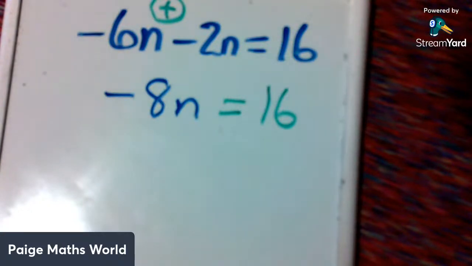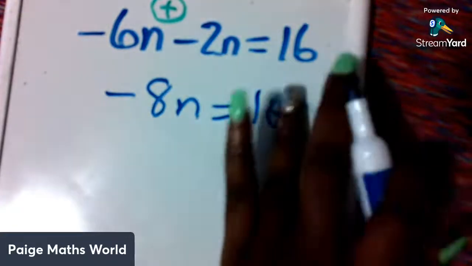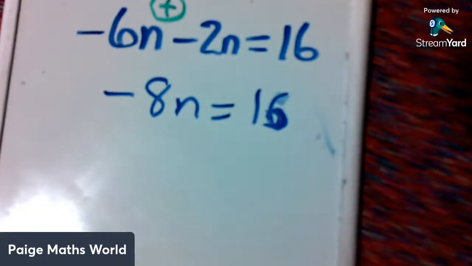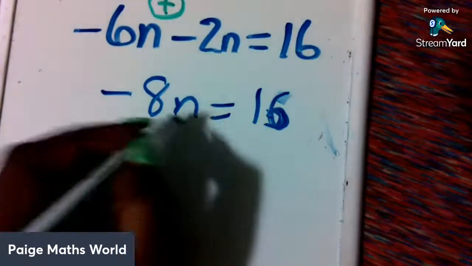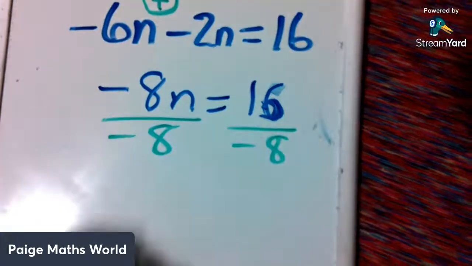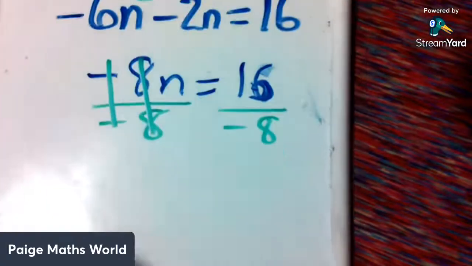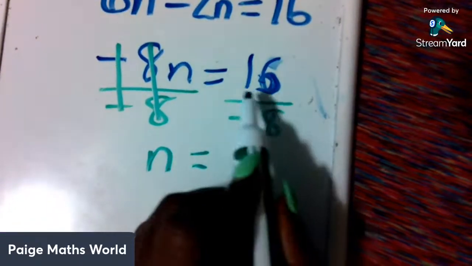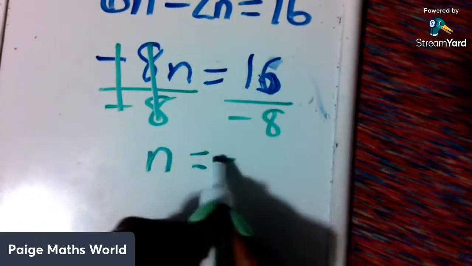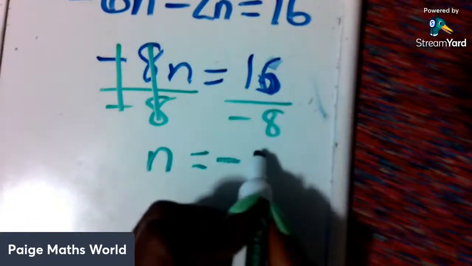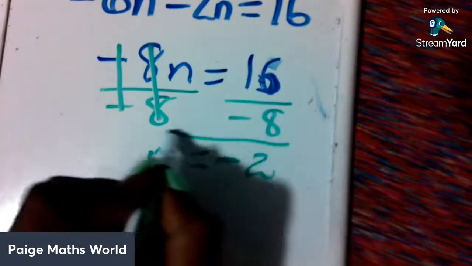Oh, I should have had a blue right there, sorry. I like color coding. So it's positive 16, sorry. And we need to get n by itself, so we are going to be dividing both sides by negative 8. Negatives cancel, 8s cancel. What is left? n. Negative divided by a positive, your answer will have to be a negative, right? 8 divided by 16 is what? 2.